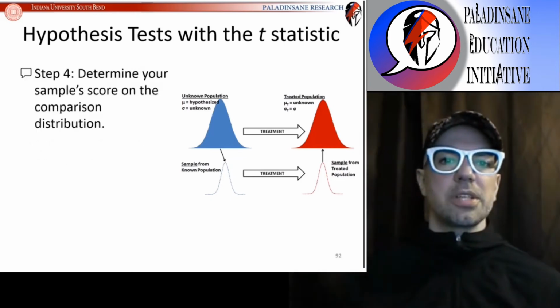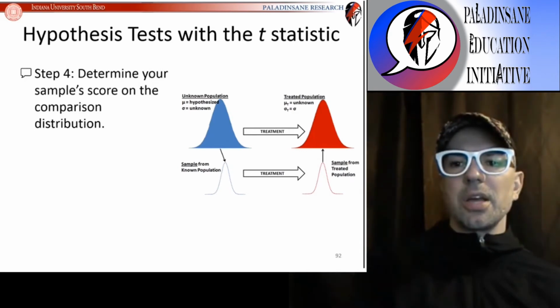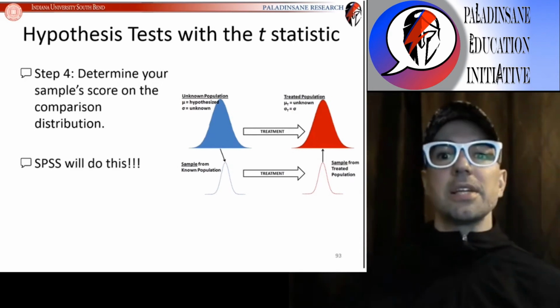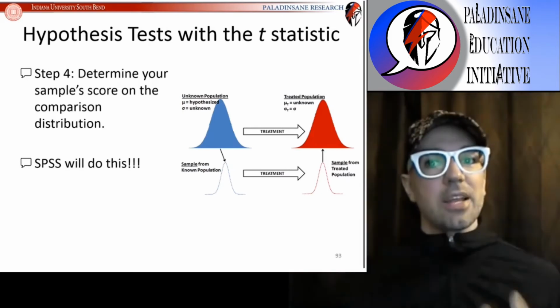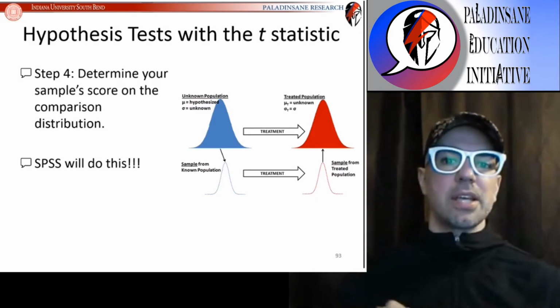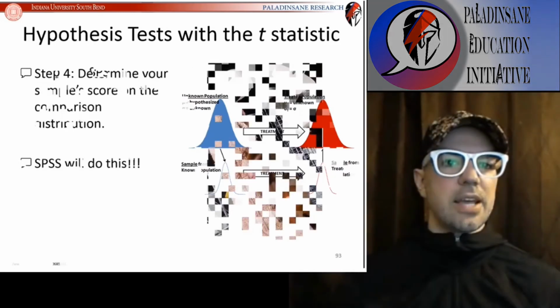Step 4, determine your sample score on the comparison distribution. That T-statistic calculation that we've been doing, well, guess what? SPSS is going to do this for you as well. So you can see that a lot of the heavy lifting that we were doing in our hypothesis test is now going to be done by SPSS. So let's get to it right now.